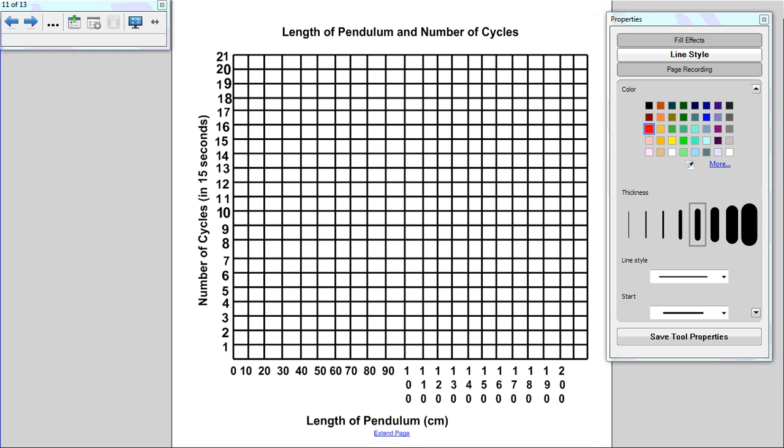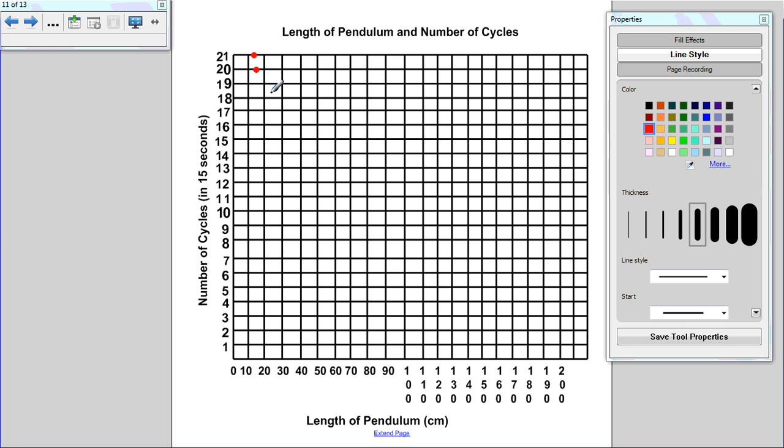And if you remember back in your data table, you can turn to it and see that when the length of the pendulum was 13 centimeters, the number of cycles in 15 seconds was 21. So you find 13 centimeters, which is about here on your x-axis. Follow it all the way up to 21 and place your dot. 15 centimeters of the pendulum length would be right here. The number of cycles was 20 from your data table, so follow 15 up to 20, put a dot.